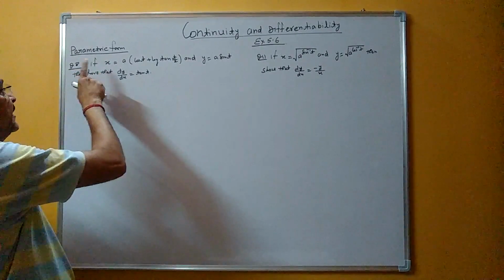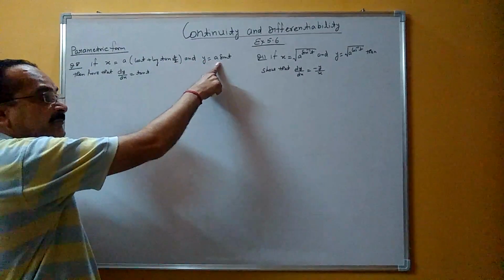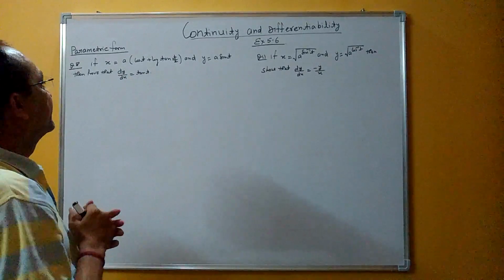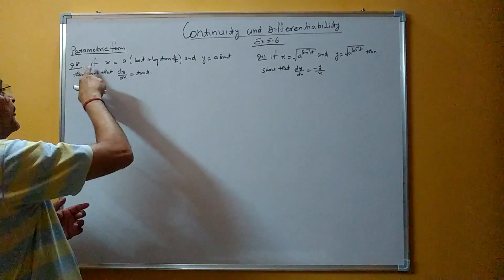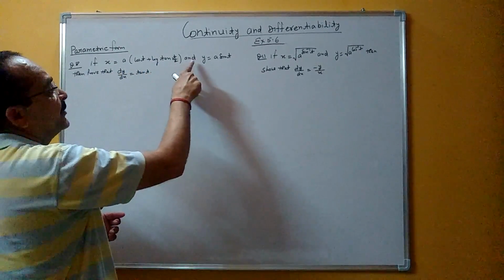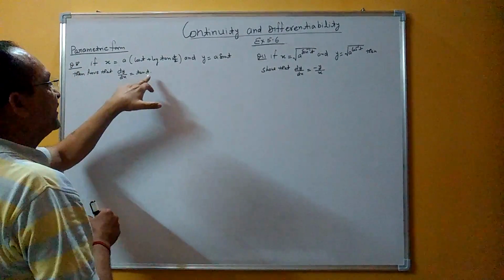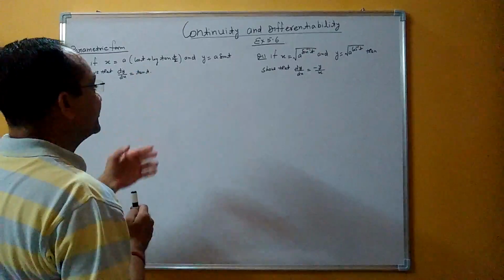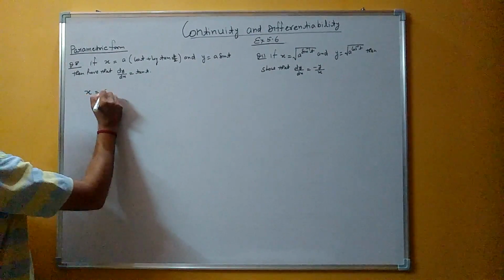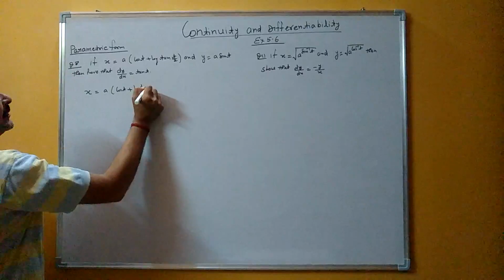See question number 8. In NCERT it is only given: if x is equal to this and y is equal to this, find dy by dx. But in the board examination, the same question is given as: if x is equal to a cos t plus log tan t by 2 and y is equal to a sin t, then prove that dy by dx is equal to tan t. So you see that it is also a parametric form. Now x is equal to a cos t plus log tan t by 2.